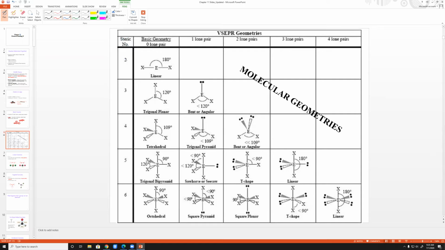And you notice as you increase your steric number, there are different combinations of bonding and non-bonding electrons. I'll say that again. As you increase your steric number, there are different combinations of non-bonding and bonding electrons. Those combinations are called your molecular geometries. So all of the names in this chart are molecular geometries. If you want to talk about electron geometry, the electron geometry is the same for every steric number.